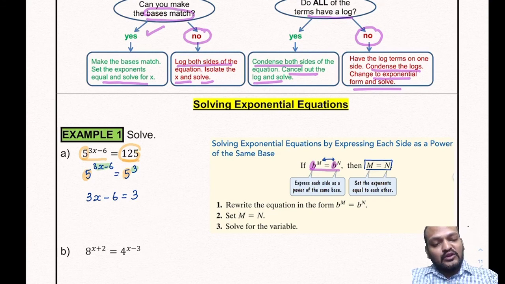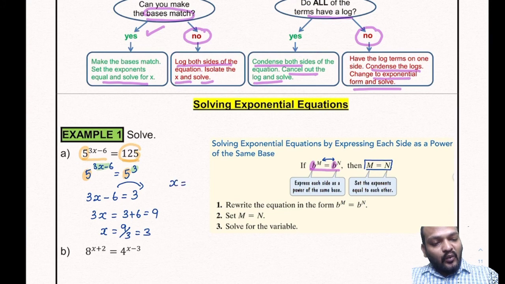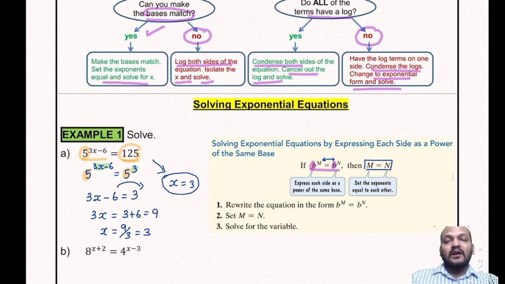To do that, I'm going to move 6 to the other side. If I do that, that is going to be 3x equals 3 plus 6, which is 9. And so therefore, I have x equals 9 over 3, which is equal to 3. So therefore, the solution for this particular problem would be x equals 3. That's the solution for this particular problem right there. Let me use the same idea in solving the second problem.